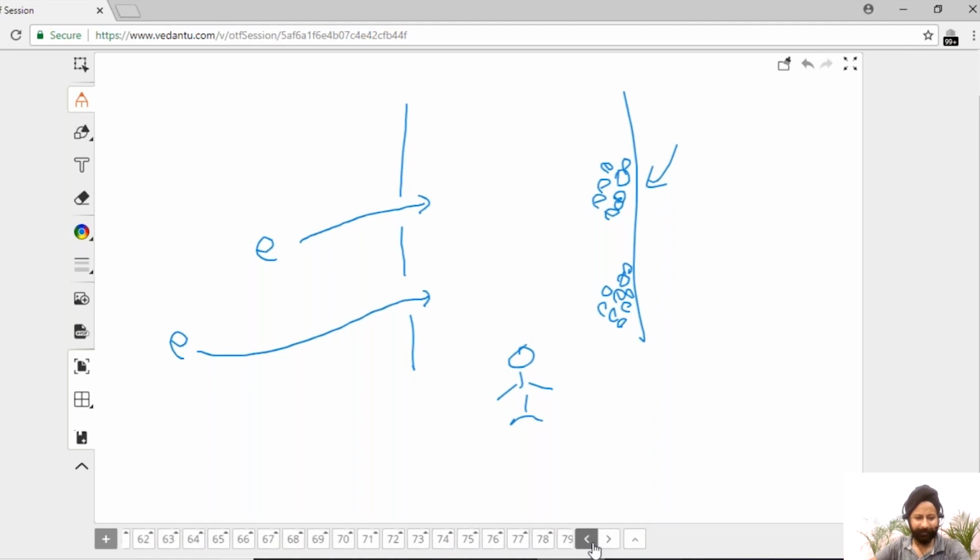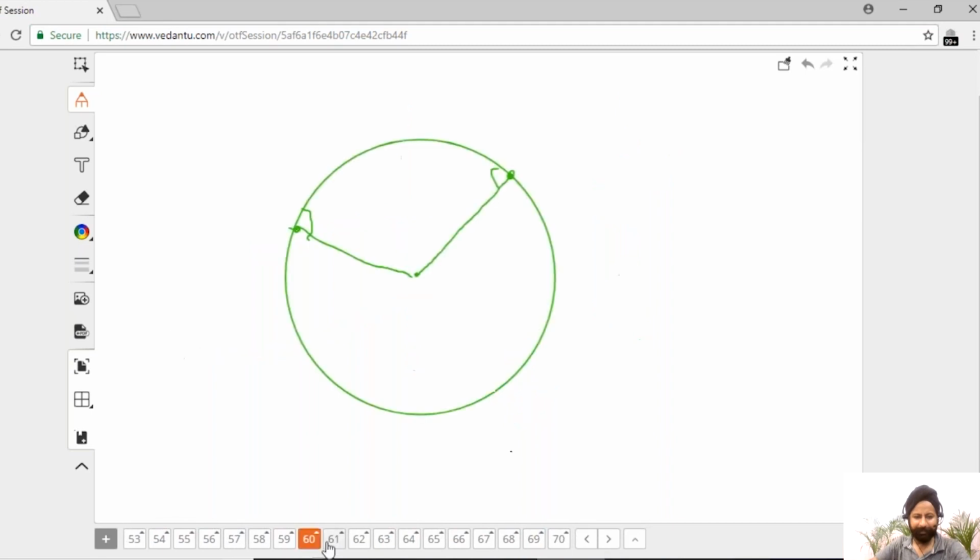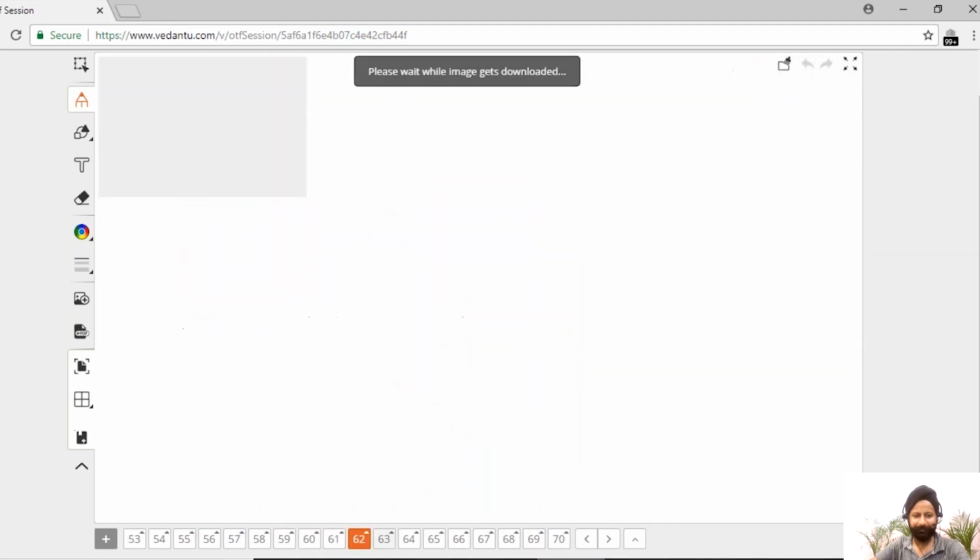It was somewhere around page number 60 if I'm not wrong, because I uploaded more slides after that. Yeah, somewhere here.